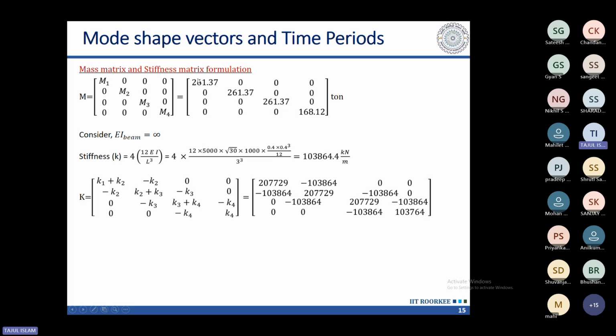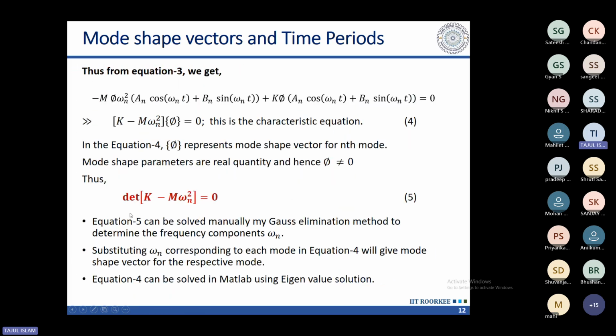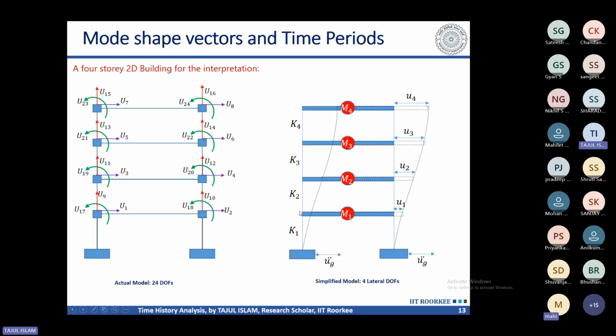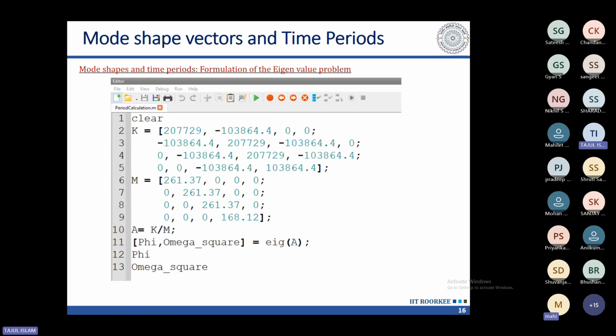Now you see I have my mass matrix, then I have my stiffness matrix. So what I have to do is just solve this expression. You now know the stiffness matrix and mass matrix, so omega n is the only unknown parameter. You solve this matrix and get your result. Either you solve manually using some matrix solution method like the Gauss elimination method, the simplest one, or you use MATLAB or some similar software.